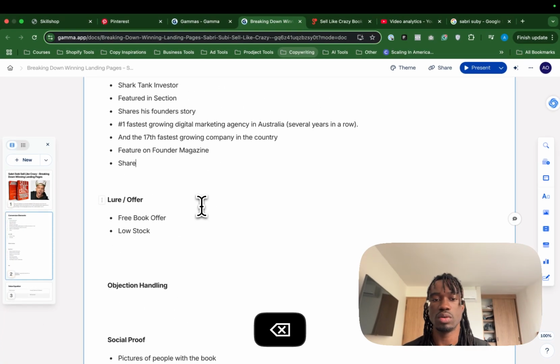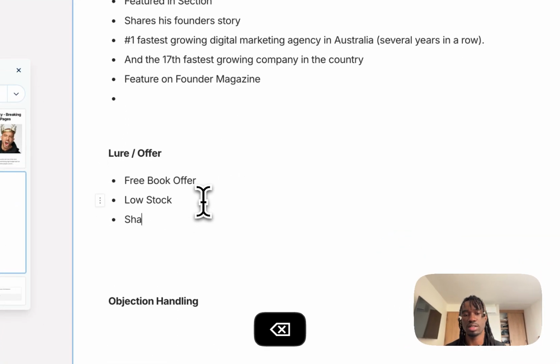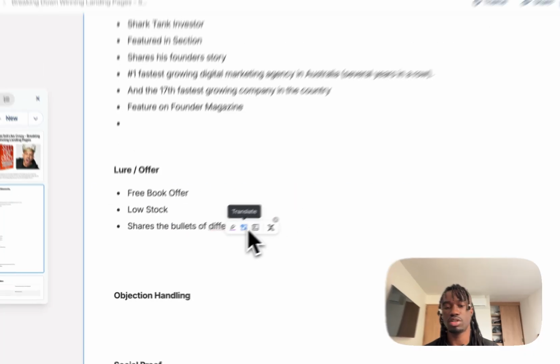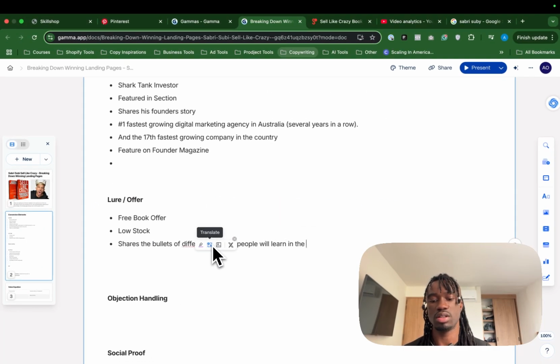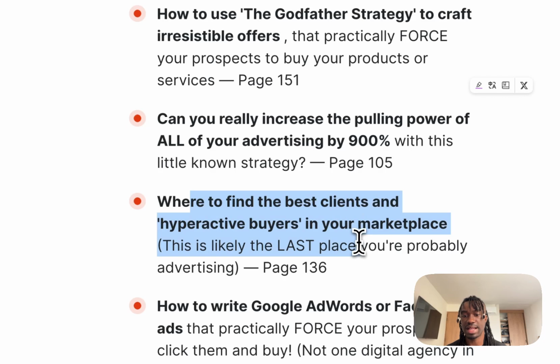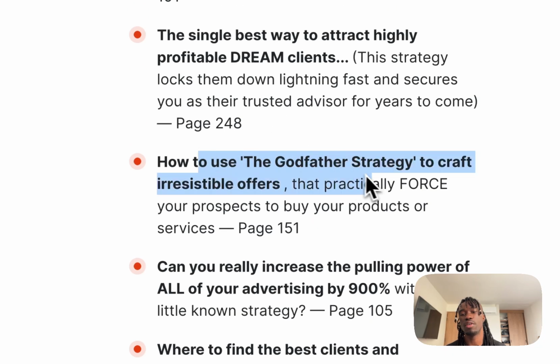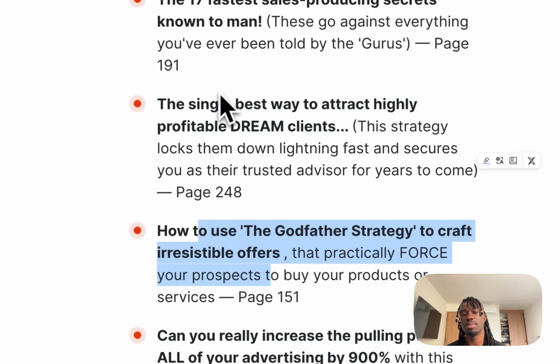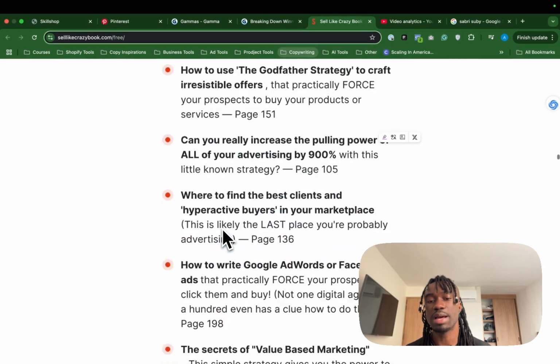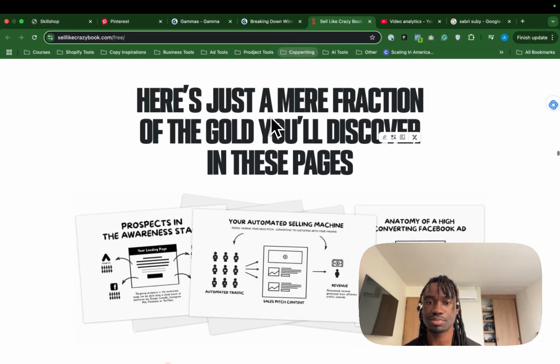So it shows the bullets of different things in the book, right? So that's luring people in. How to write Google AdWords or Facebook ads, right? How to find the best clients and hyperactive buyers in your marketplace, right? How to use the Godfather strategy to craft irresistible offers. Single best way to attract a highly profitable client. These are all really good bullets that people would want to learn from the book, and that makes them want to read it.